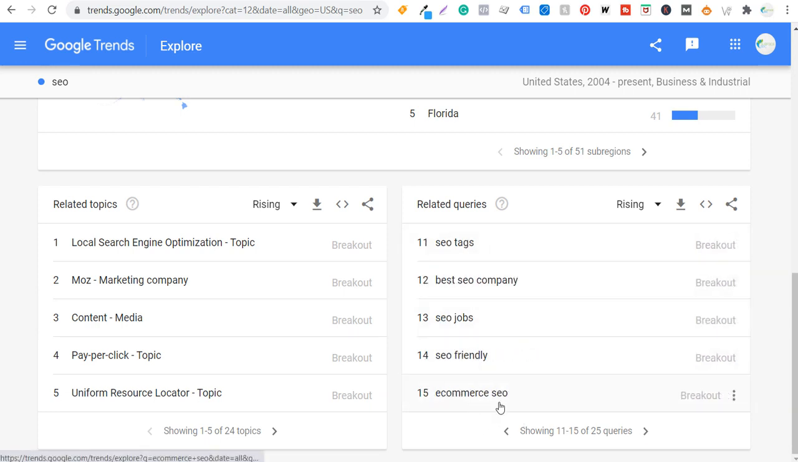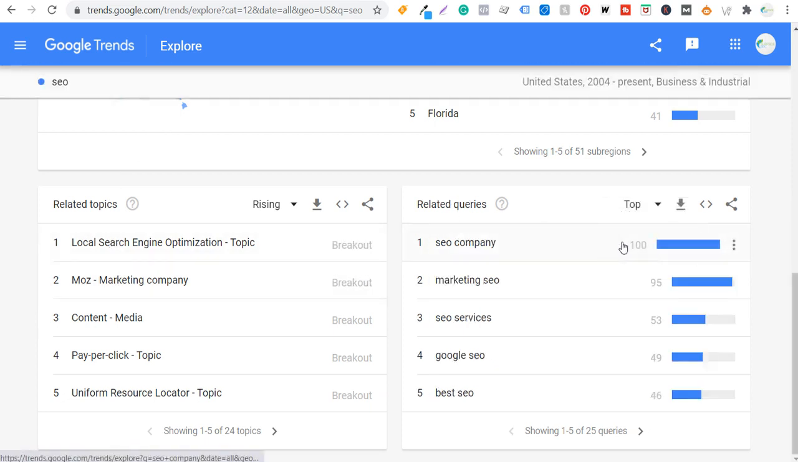So this could be useful if you're writing content about SEO to find some different ideas. Maybe you want to focus on e-commerce SEO, how to create an SEO friendly website, how to get an SEO job, how to find an SEO job. So you can find some different search queries that people are using related to that search term, or you can find different topics.